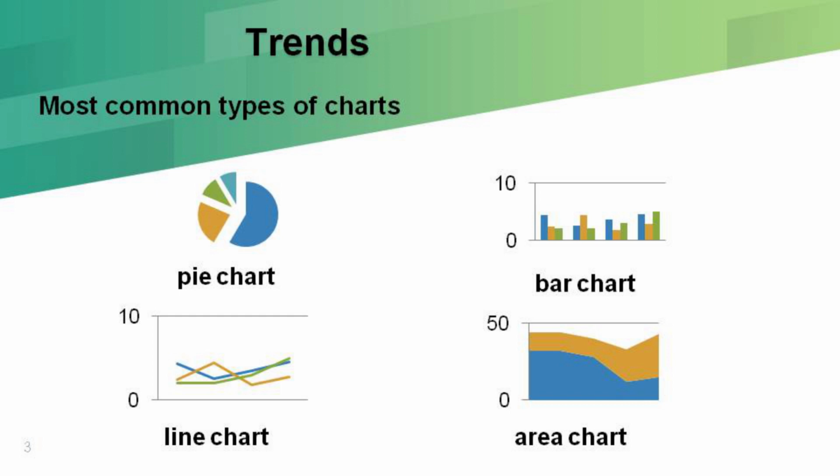The third chart is a line chart. It's also very easy. It consists of lines. The fourth one is an area chart. It covers a certain area. Okay, so we have a pie chart, a bar chart, a line chart, and an area chart. Let's look at other examples.